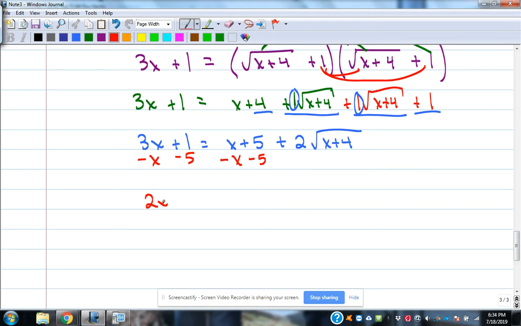That's going to give me 2x minus 4 is equal to 2 and then square root of x plus 4. Okay, so, all right. There's a 2 in the front of the square root. So the square root's not technically by itself yet.